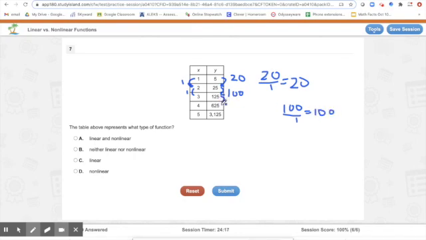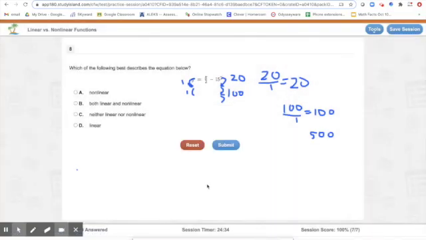Then it goes up 500 compared to 1 for the x. And then I don't even know what that number is, but it's pretty large. So it's definitely a non-linear situation. Nothing is ever the same when it comes to the rate of change. So that's non-linear.